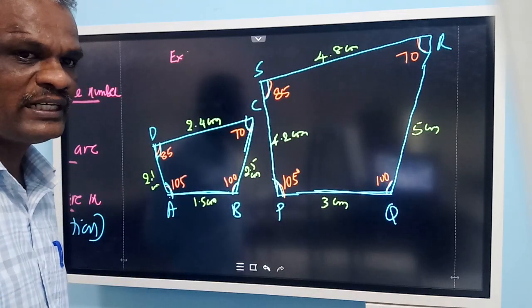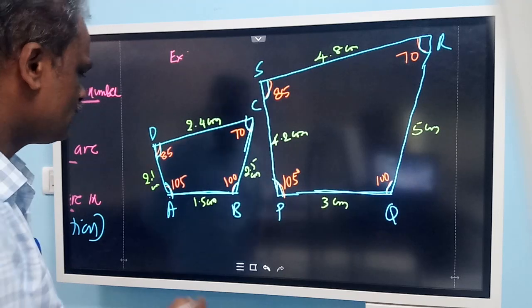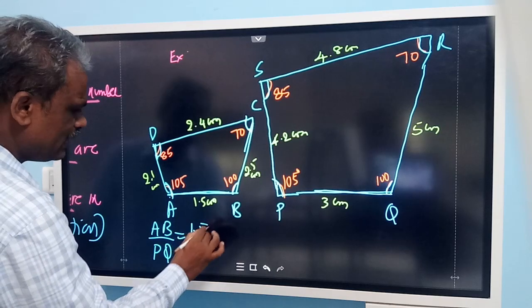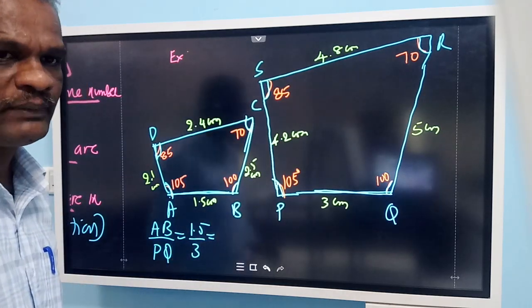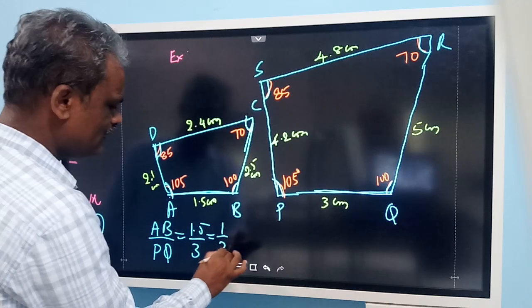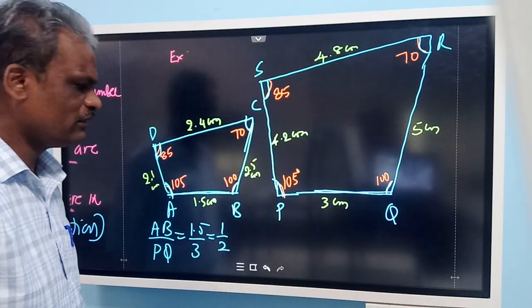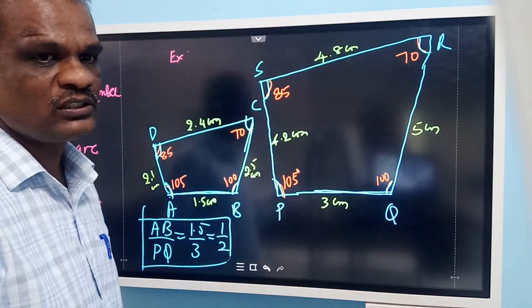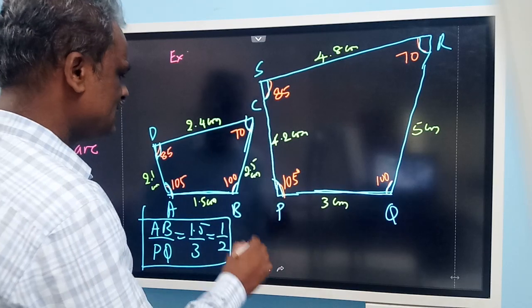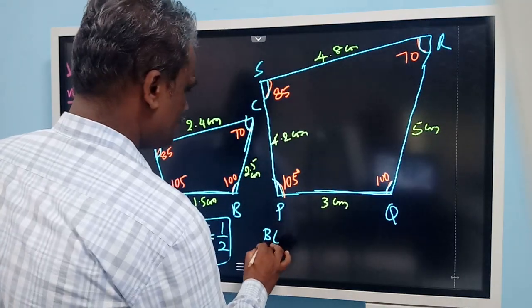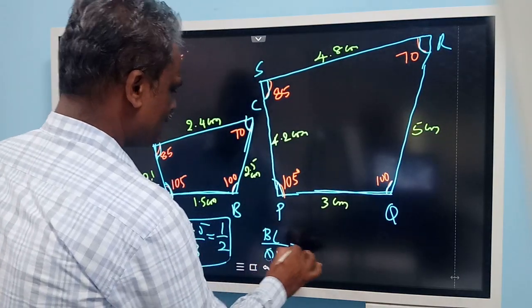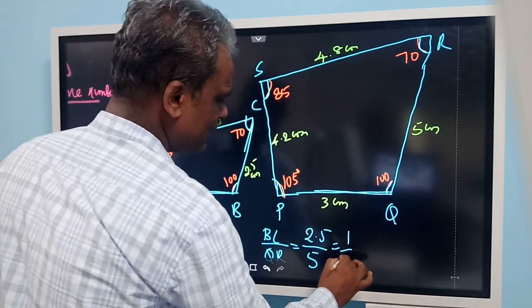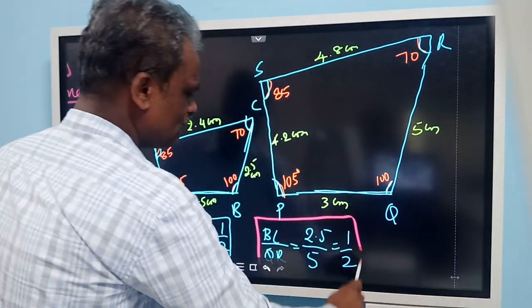Now let us check whether the corresponding sides are in the same ratio or not. AB by PQ is 1.5 by 3. What is the answer? 1.5 divided by 3 is 1 by 2. So AB by PQ you are getting 1 by 2. Now let us check whether you will get the same ratio. BC by QR. BC is 2.5, QR is 5. If you divide, again you are getting 1 by 2 only.